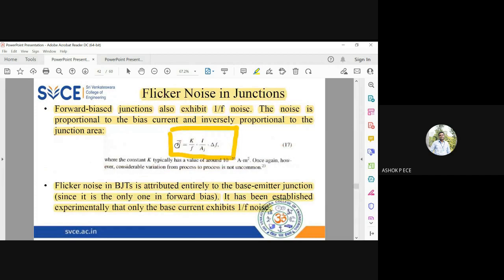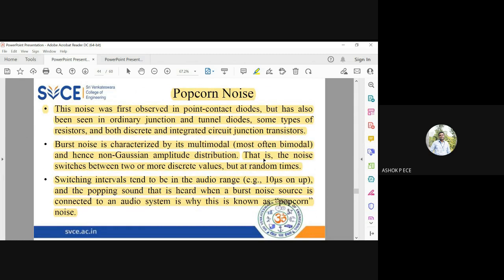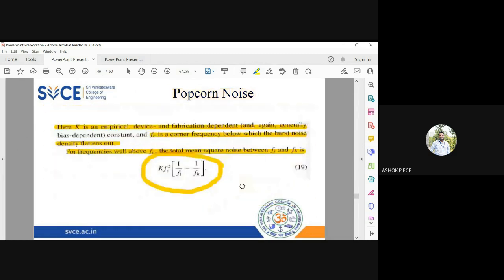At least you can remember if it is flicker noise in junction, it is proportional to K, it is proportional to I, it is inversely proportional to F, it is inversely proportional to AJ. So like that, you can logically remember the equation so that you can understand how the noises are going to vary with respect to frequencies. So any doubts so far in all the types of noises we have seen, you can ask any queries if you have.